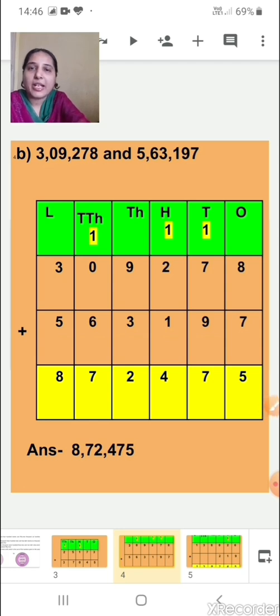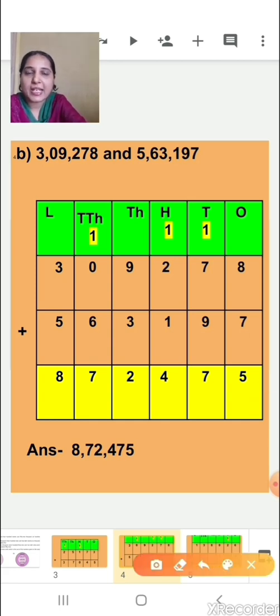Question number B. Read this number children. The numbers are 3,09,278 and 5,63,197. So we will place them at their respective places. We will put the numbers at their respective places and we will start with the ones by adding the ones. So what do we have at ones place? 8 and 7. So 8 plus 7, 15. So 5 we will write here and 1 will be carried over to the tens place.